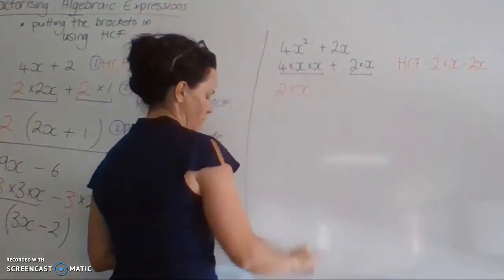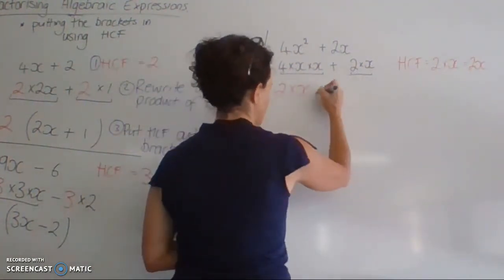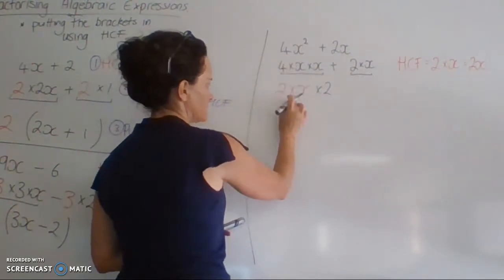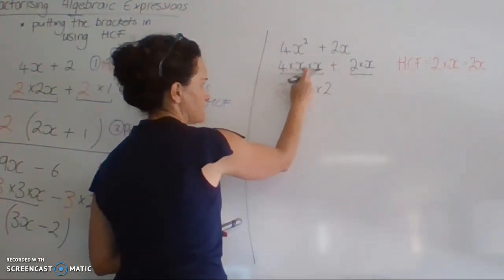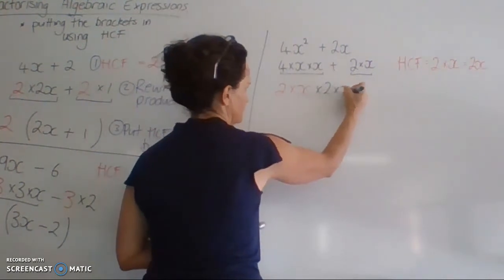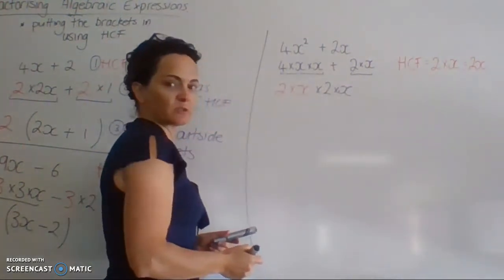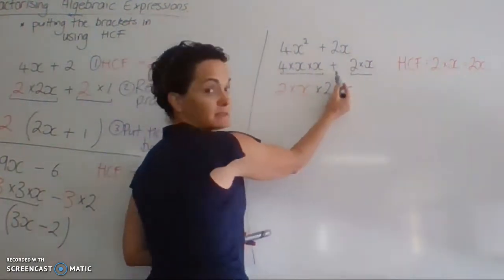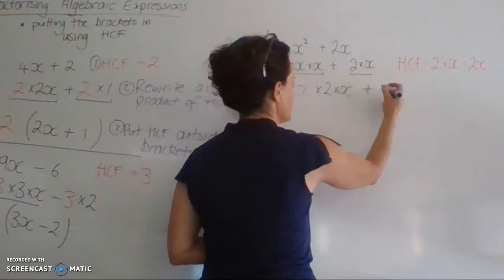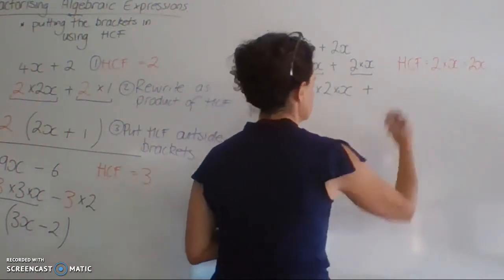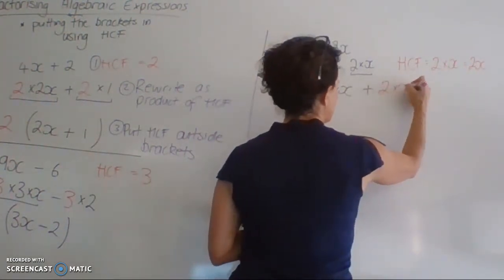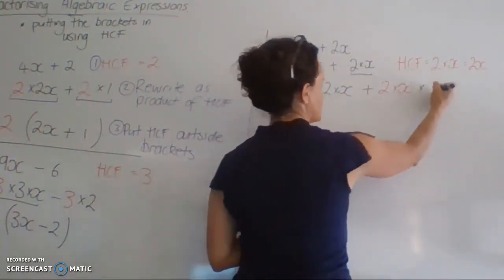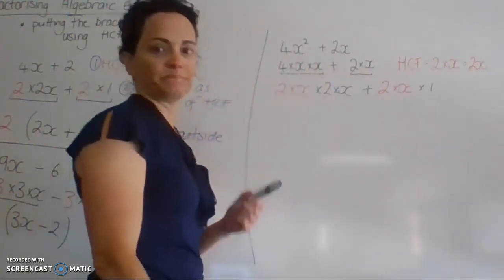2 times what is 4? 2 times 2. So 2 times 2 accounts for this 4. The times x accounts for that x. We've still got another x left. Okay? So 2 times x times 2 times x plus highest common factor is 2 times x. What do I have to times 2 times x by to get 2 times x? I have to multiply it by 1.